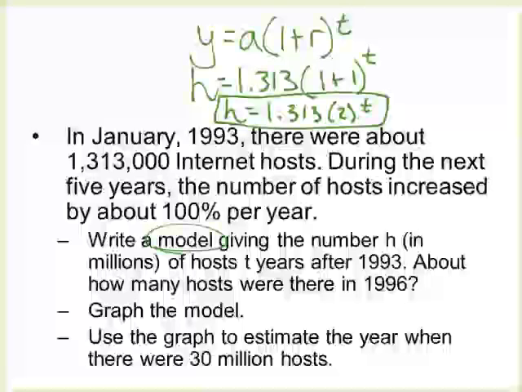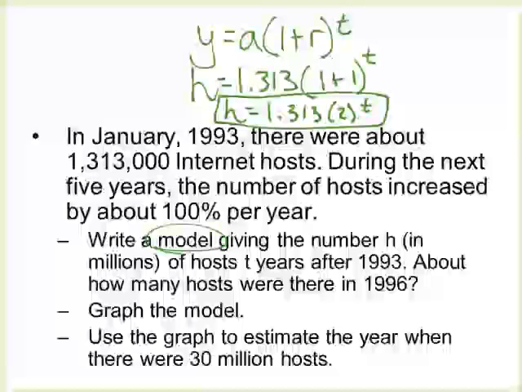Plug in a 3 for t. Why are we plugging in 3 and not 1996? Because it's been 3 years since the beginning of our measurement. So we know that at 1993, we had 1.313. So we want to know 3 years later.